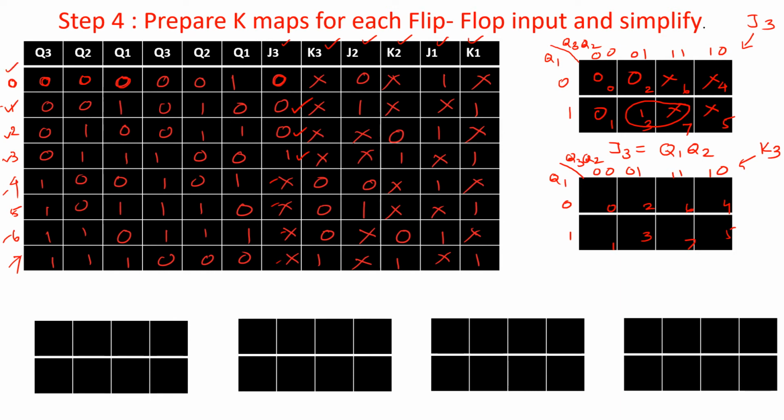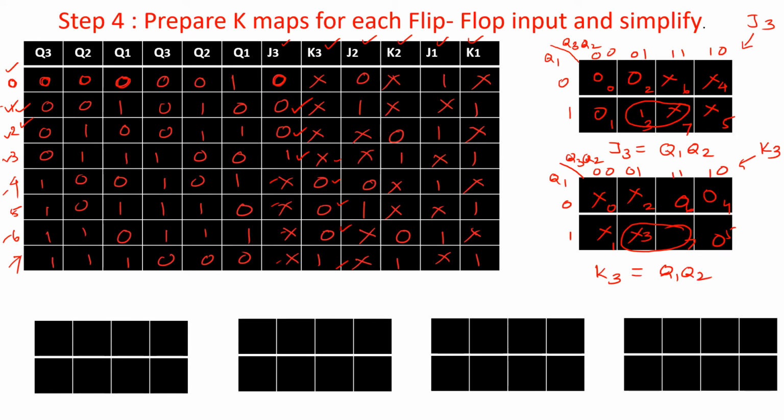So for 0, what is K3? K3 is don't care. For 1, what is K3? K3 is don't care. For 2, what is K3? It is don't care. For 3, it is again don't care. For 4, 5, 6, 7, it is 0, 0, 0, 1. Now here K3, if you want to solve it, again we can make a pair out of it. So K3, I can write it as Q1, Q2.